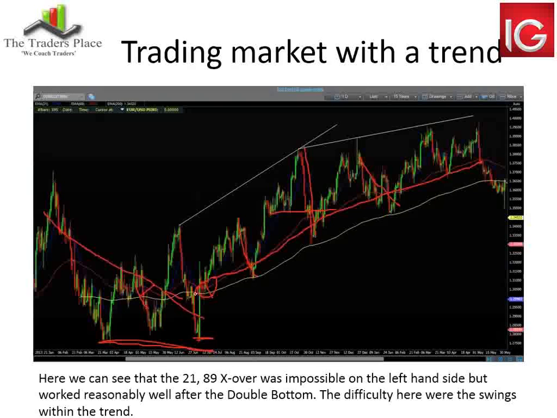Just be aware that if you do get stopped out on the trend once or twice, have a careful look at that chart and make sure that it isn't a swinging market that just happens to be going higher or lower.